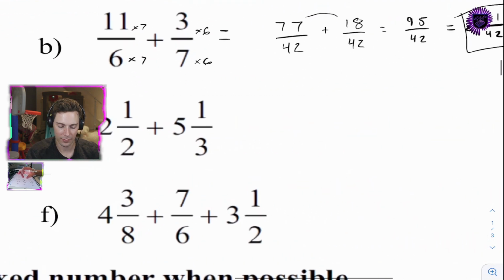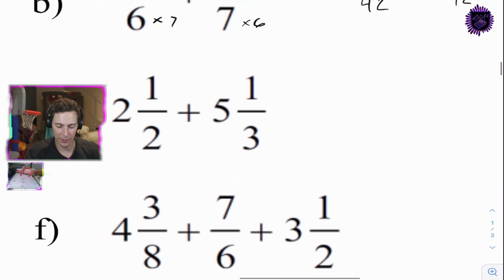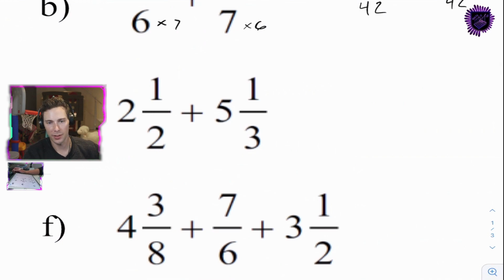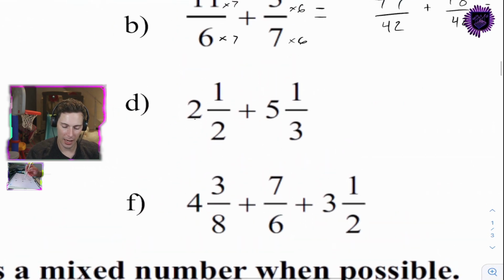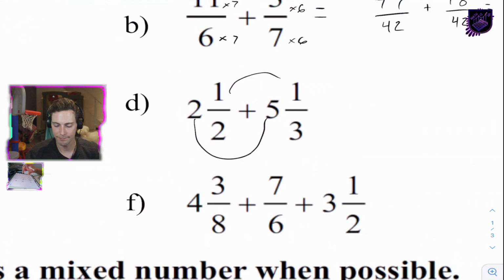All right, 6D. Double. We have double mixed numbers here. 2 1/2 plus 5 1/3. Again, we will add our whole numbers and add our fractions and then simplify. Right? Not too much more difficult than just doing it any other way.